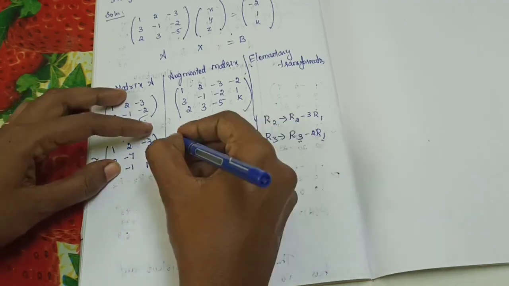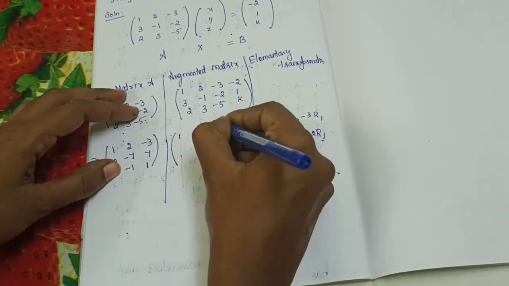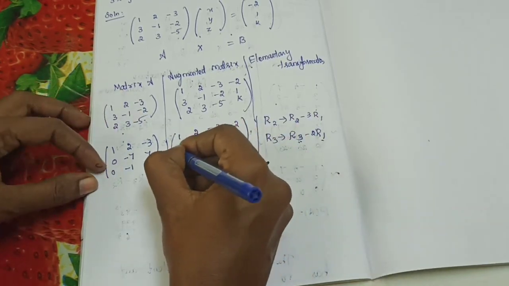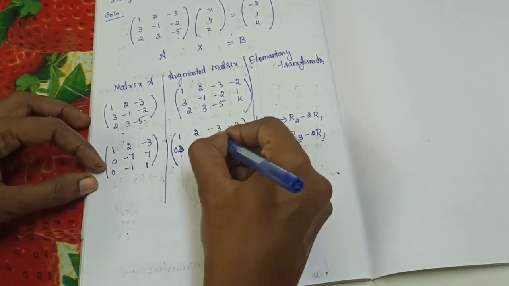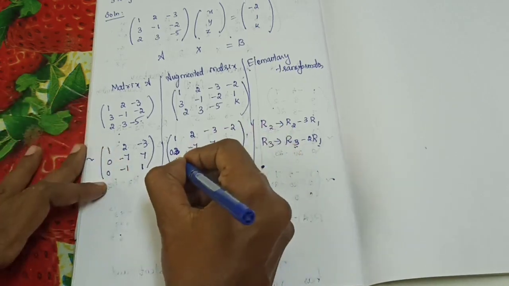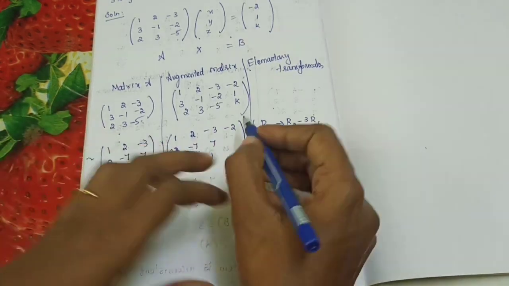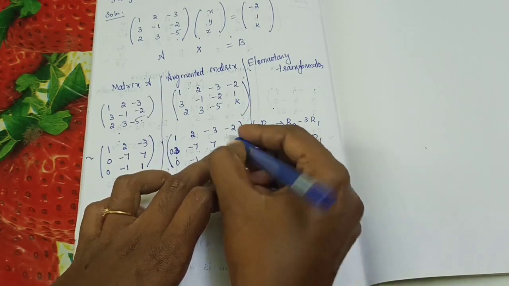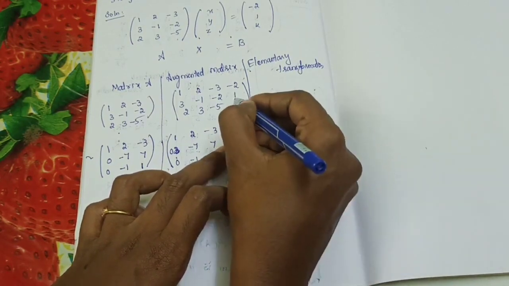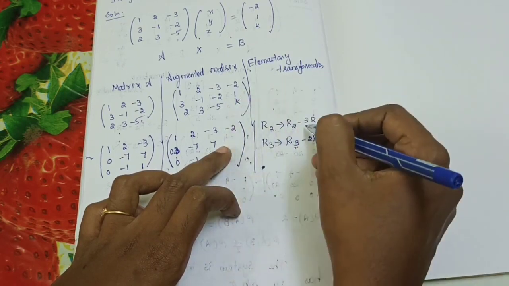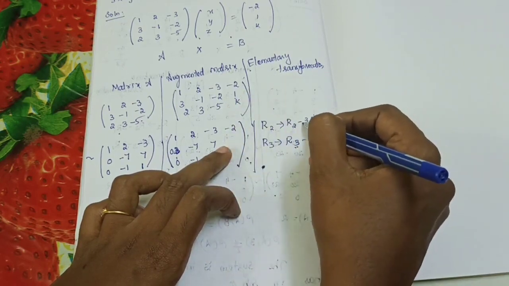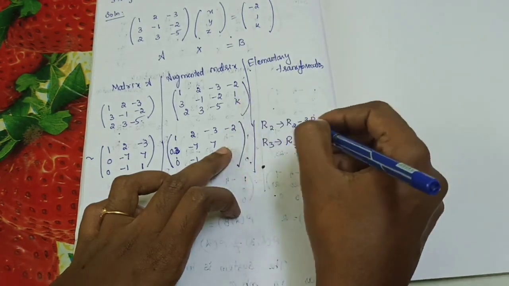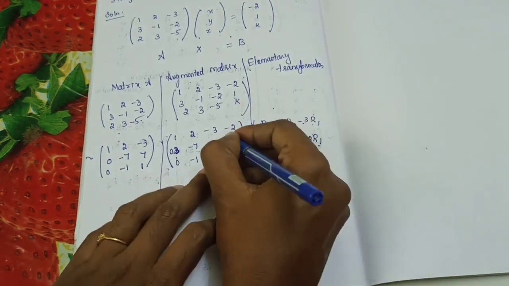Then next, here also the same thing: 1, 2, minus 3, minus 2, this one you can copy. 0, minus 7, 7, correct? Then down also 0, minus 1, 1. Then this alone you need to check: R2 minus 3 into R1. That is 1 minus 3 into 2; here also minus is there, so minus into minus plus, 6. So 1 plus 6, that means you will get 7.